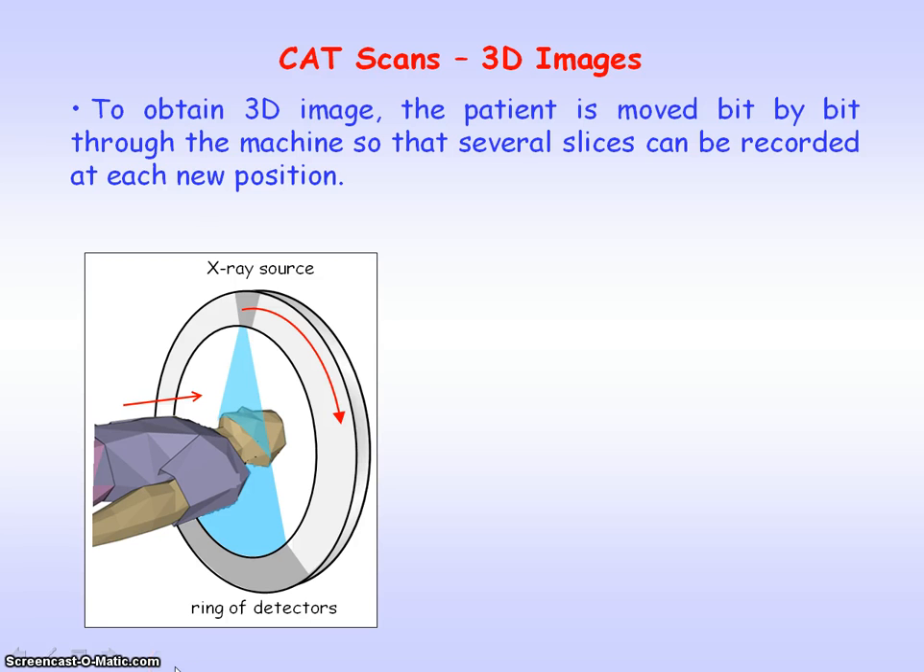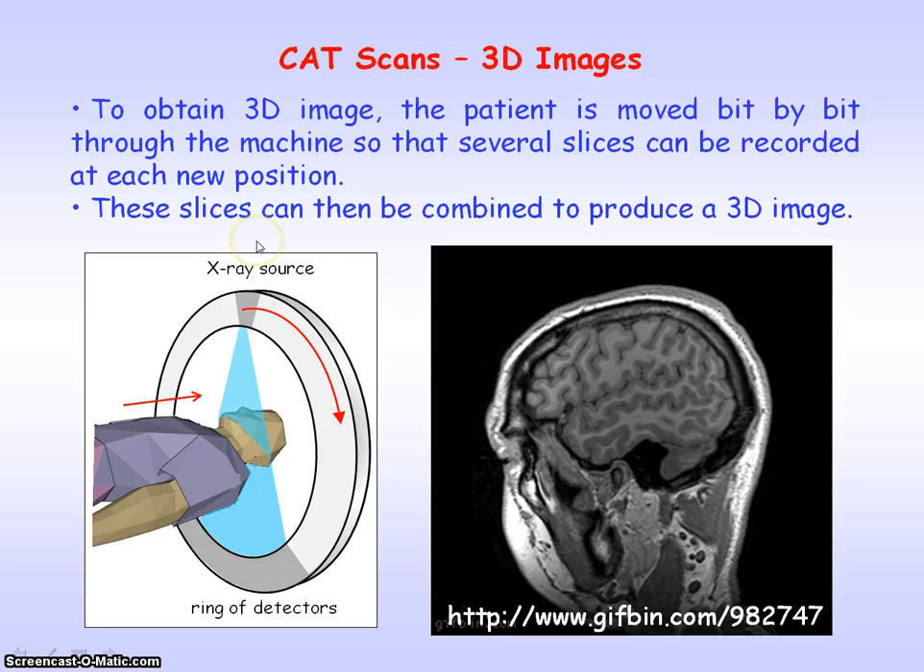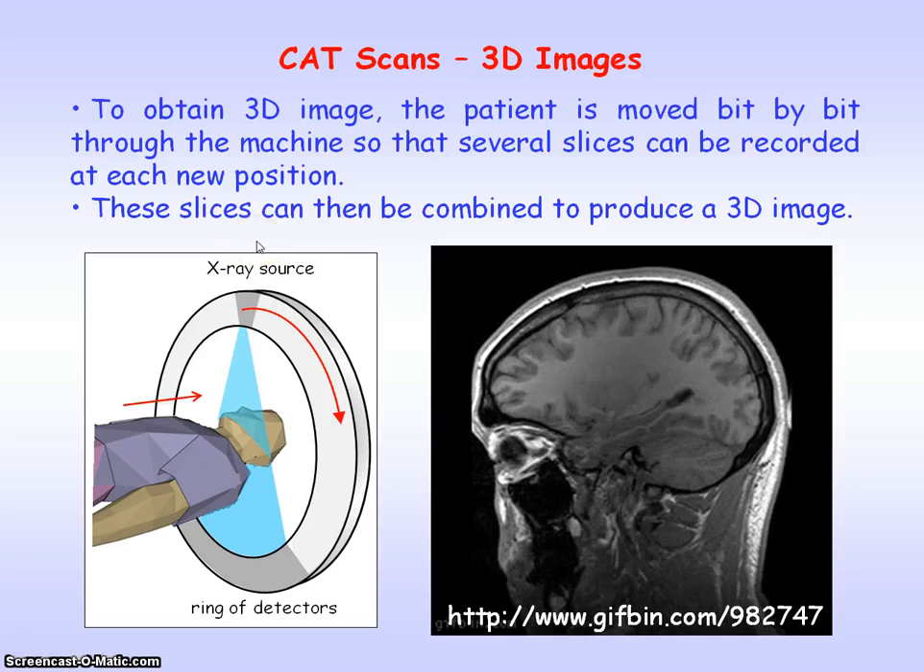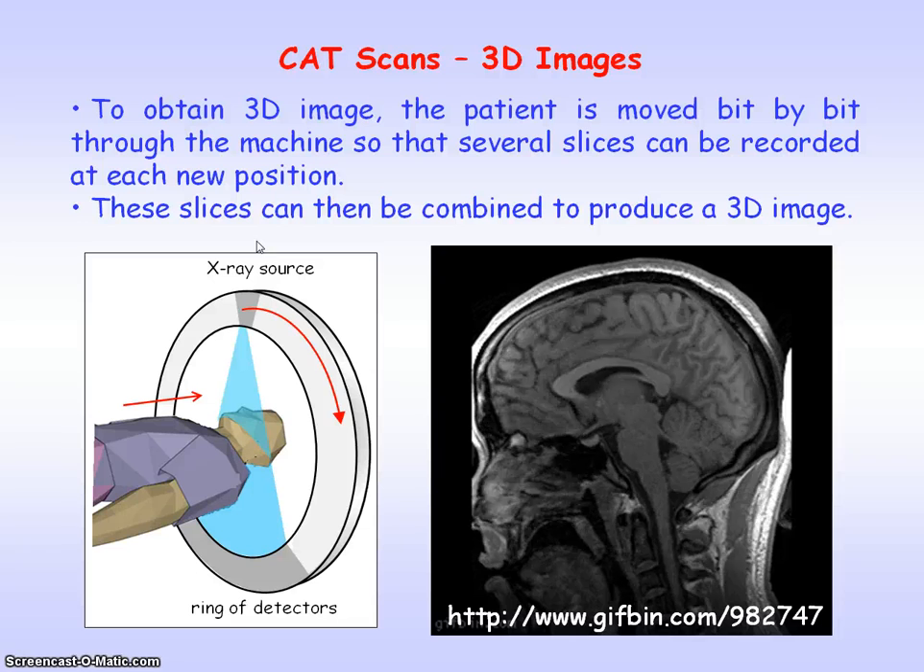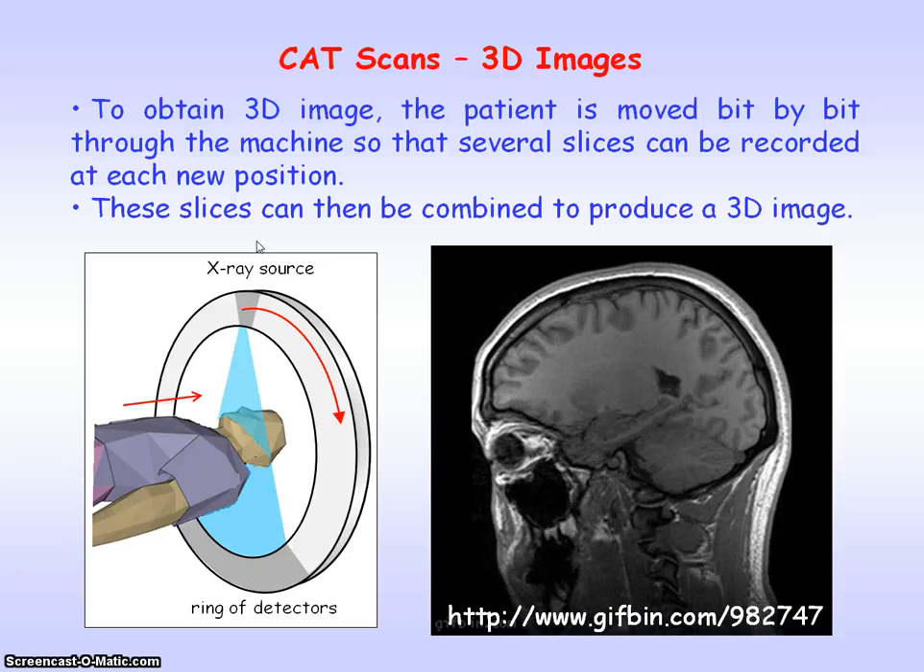To obtain a 3D image, the patient is moved bit by bit through the CAT scanner, and each time the patient is moved, a new slice is created. So the X-ray source moves in a spiral around the patient to produce these several slices. And then these slices can be stacked together to produce a 3D image. And here is a 3D image of the brain.